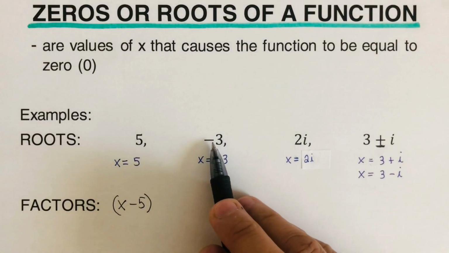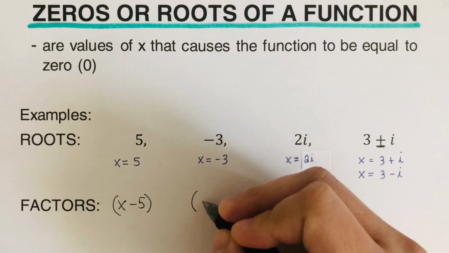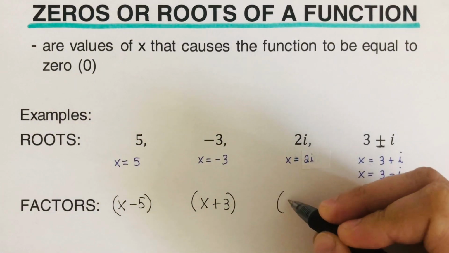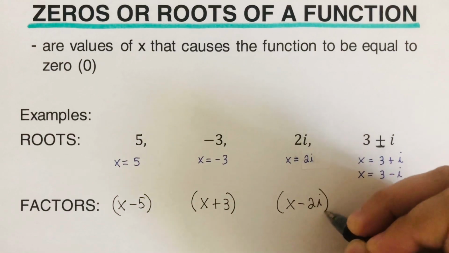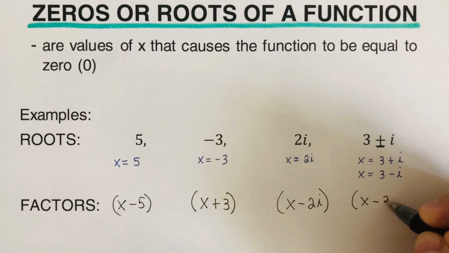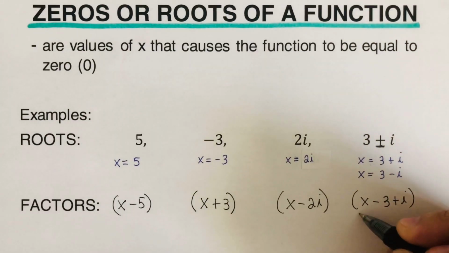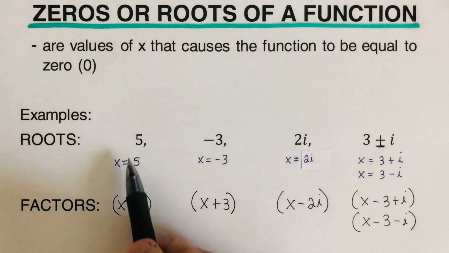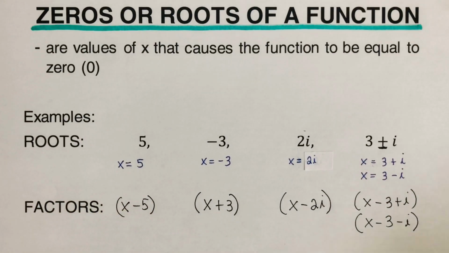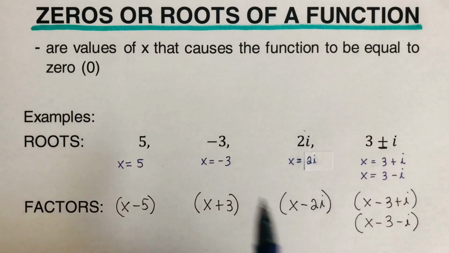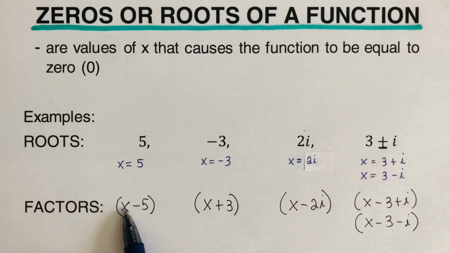In this next root, we can write this as x plus 3. This one can be written as x minus 2i. And this one in factored form, we can write as x minus (3 plus i). And the other one is x minus (3 minus i). So this is how we change the roots into factored form. The trick is, if we are given the roots in either of these notations, all we need to do is switch the sign of the root, put it next to the x, and put these two terms inside the parentheses as binomials.